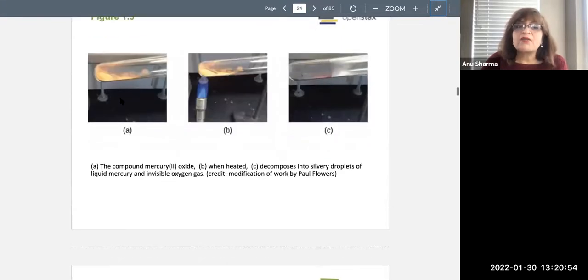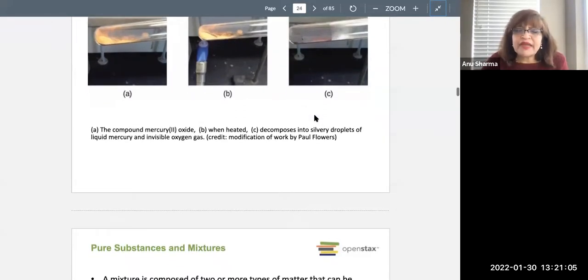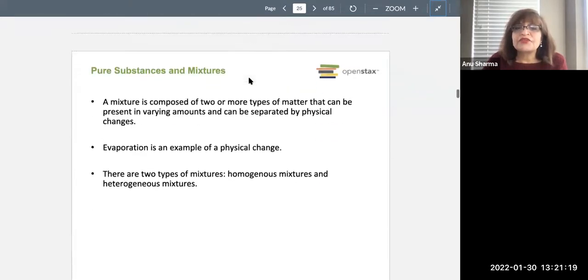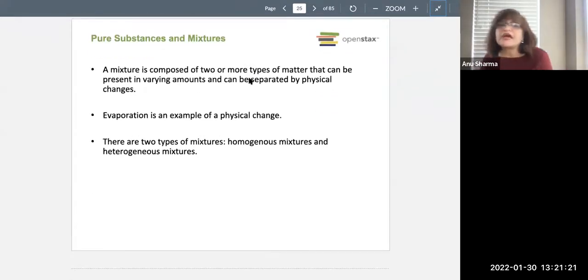Mercury is a liquid, oxygen is a gas, but when these two combine together, they produce solid mercuric oxide. And then similarly, when you heat mercuric oxide, you can decompose it. It decomposes and gives away oxygen, and it leaves the liquid mercury behind. So that's the thing with chemical reactions.